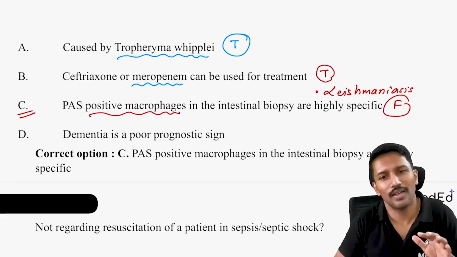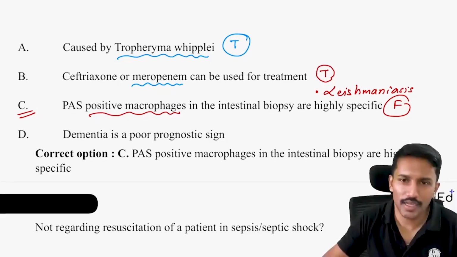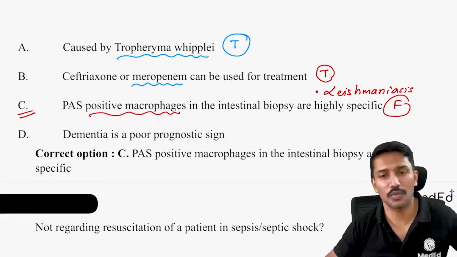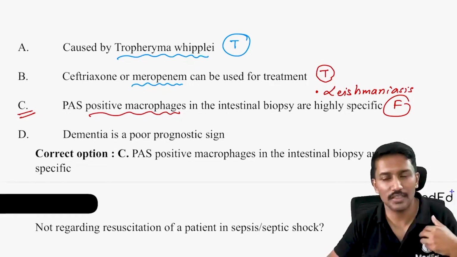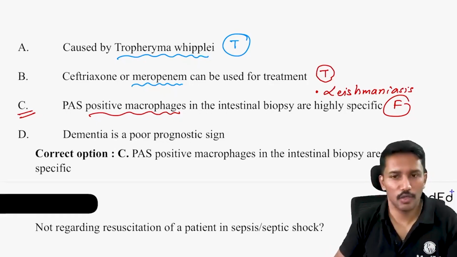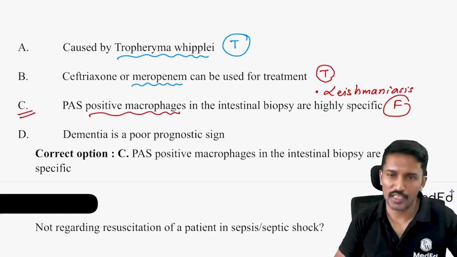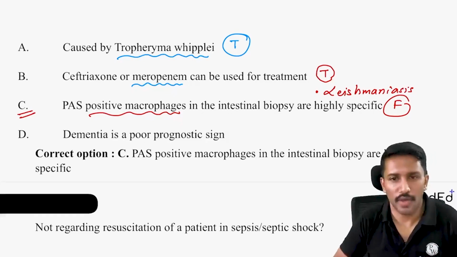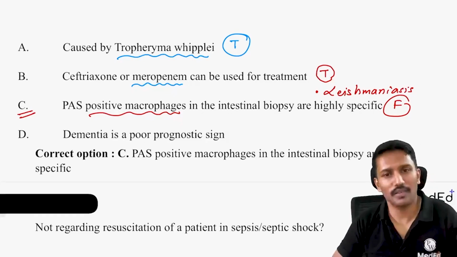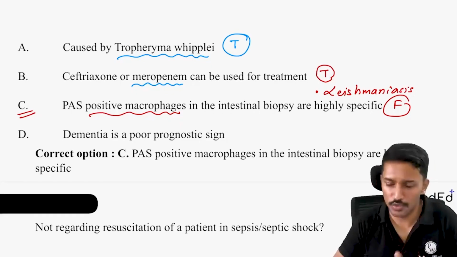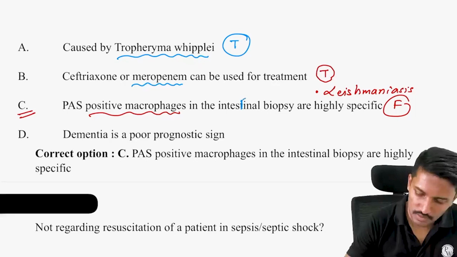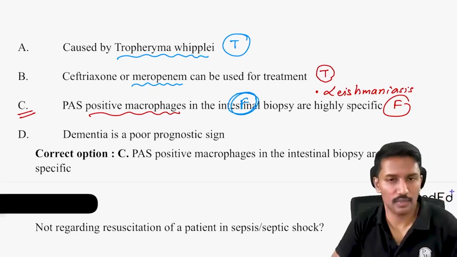No. In clinical practice, when we have the right context, see, we know leishmaniasis is going to present differently and Whipple's disease is going to present differently. So as a clinician, if my intestinal biopsy says that, okay, there are PAS positive macrophages present on the biopsy, I would make the diagnosis of Whipple's disease. But if I make a statement saying that they're highly specific, it is going to be a false statement, right? So this is a false statement.